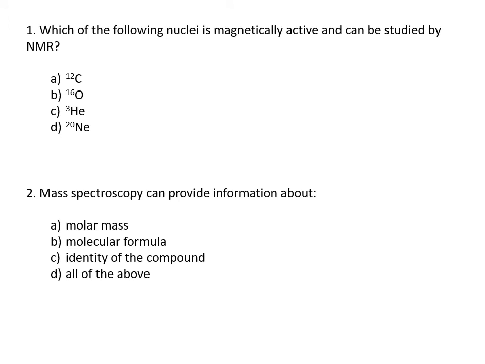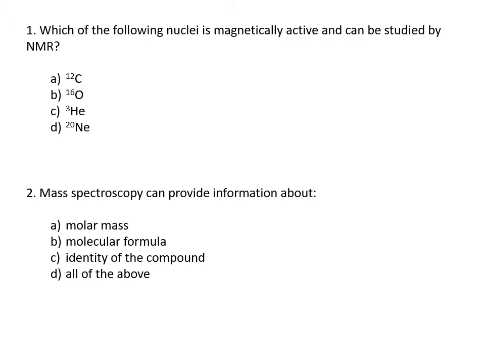So, first question, which of the following nuclei is magnetically active and can be studied by NMR? A magnetically active nucleus is one that has overall nuclear magnetic spin. And for a nucleus to have overall nuclear magnetic spin, it must have either an odd number of protons or an odd number of neutrons, or both. So those are magnetically active nuclei. Nuclei that have both an even number of protons and an even number of neutrons are not magnetically active. They don't have net overall magnetic spin.